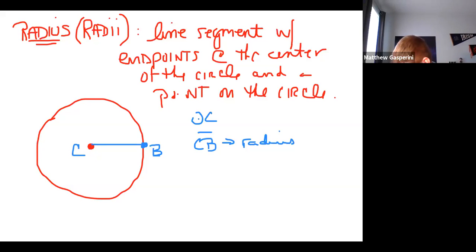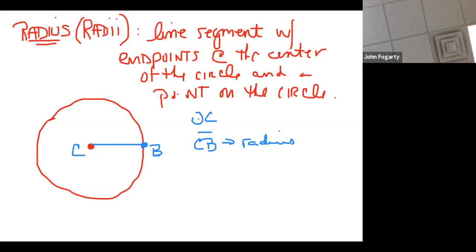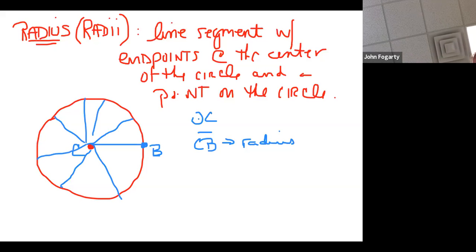Now, a circle has a lot of different radii. These are all radii. And what do you know about all the radii? They are all the same distance, the same measure, because that's the definition. The definition of a circle is all the points the same distance from a given point. So all of these segments, since they're all radii, have to be the same length. Does that make sense?